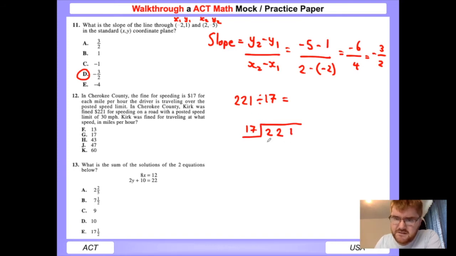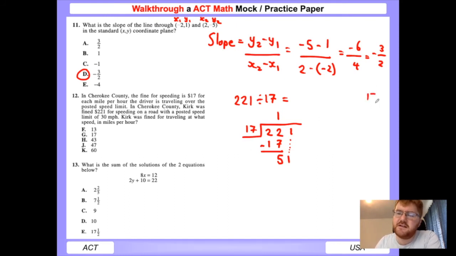So 17 and 2 doesn't go. 17 into 22 goes once. We write the 17 underneath. 22 minus 17 is equal to 5. We bring down the 1. And in order for this to make sense, this needs to be a whole number. So how many 17s go into 51?